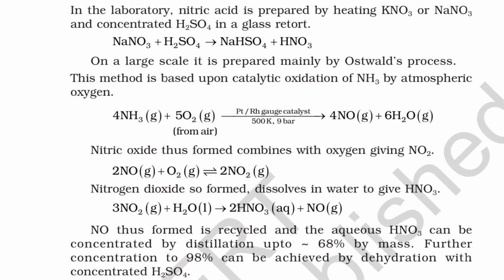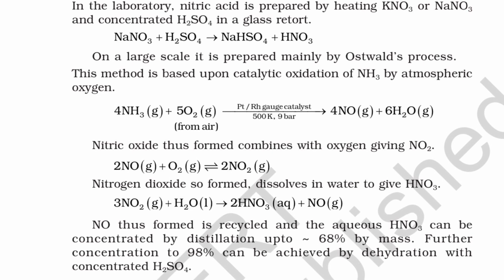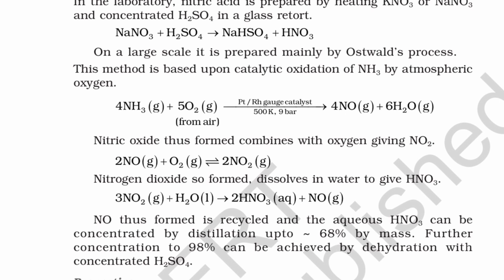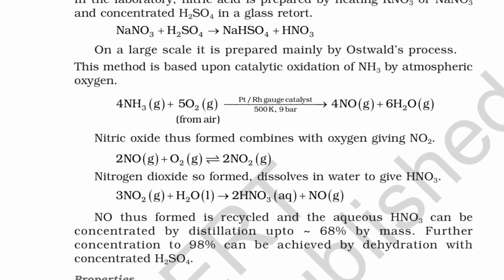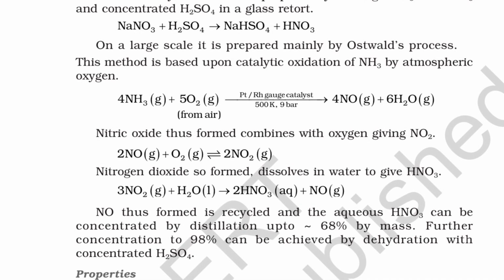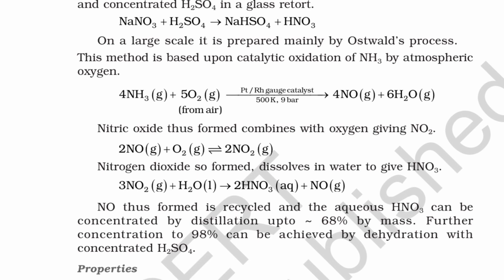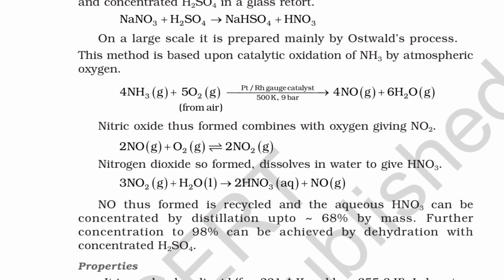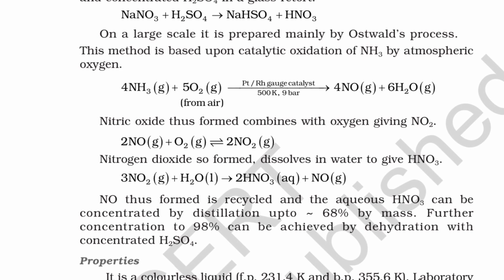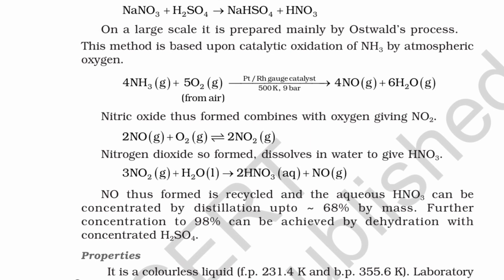Nitric oxide thus formed combines with oxygen giving NO2, NO plus O2 gives NO2. Nitrogen dioxide so formed dissolves in water to give HNO3. This is very interesting. 3NO2 plus H2O gives rise to 2HNO3 and NO, a kind of disproportionation. NO thus formed is recycled, and the aqueous HNO3 can be concentrated by distillation up to 68% by mass. Further, concentration to 98% can be achieved by dehydration with concentrated sulfuric acid. These lines can be easily converted into questions.